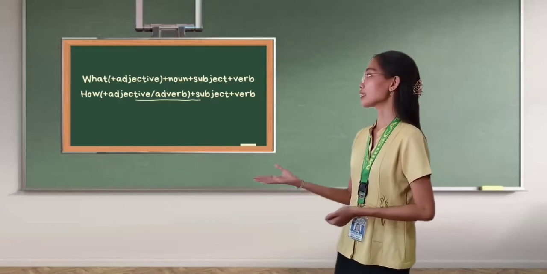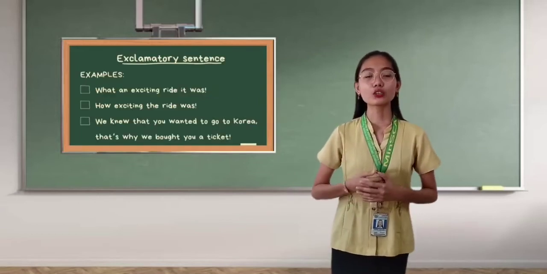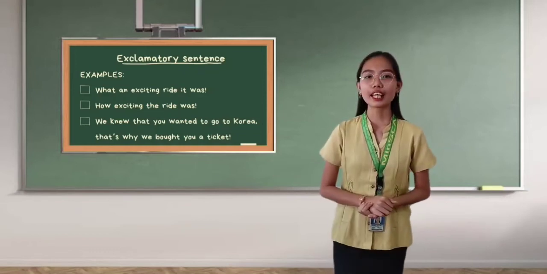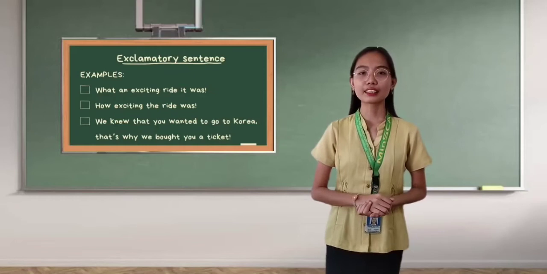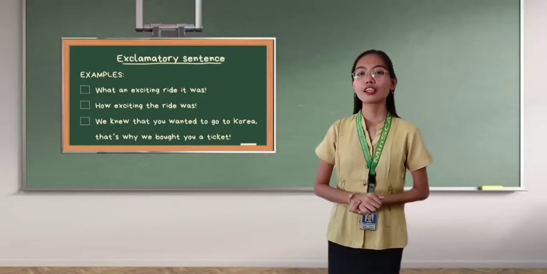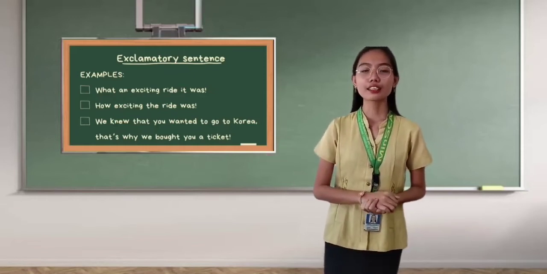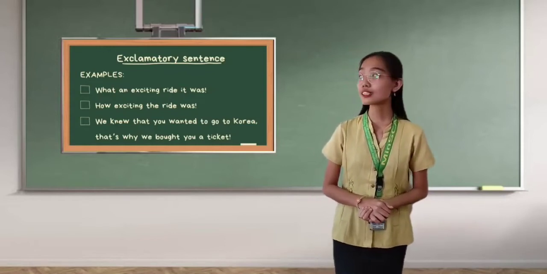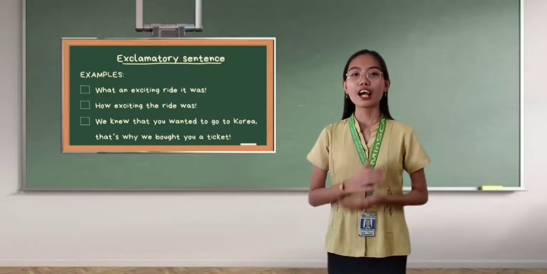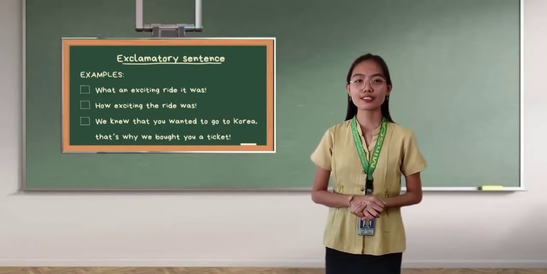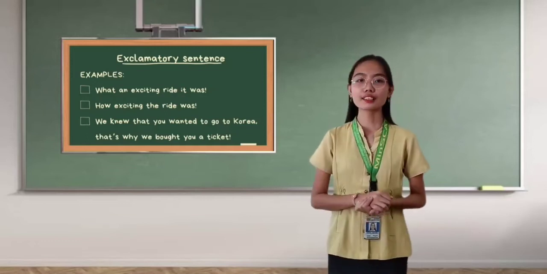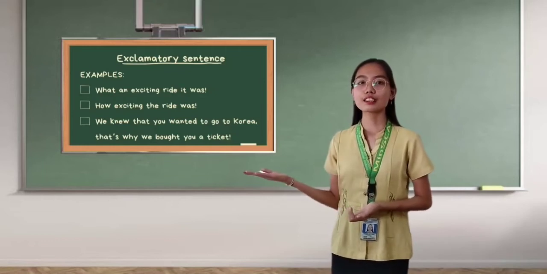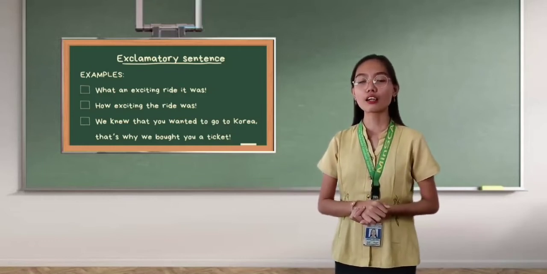So look at these examples. What an exciting ride it was. Okay, what, then the adjective which is exciting, right here is the noun, it is the subject, and was is the verb. Here's another example. How exciting the ride was. How plus exciting is the adjective, the ride here is the subject, and was is the verb.